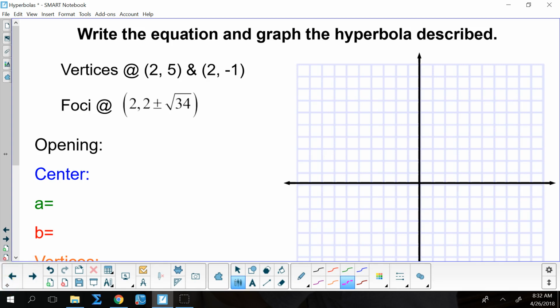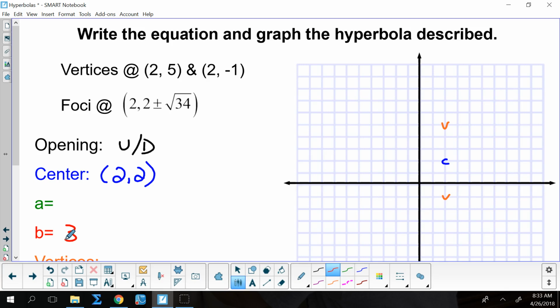So I've got vertices at 2, 5 and 2, -1. That puts my center, halfway between, at 2, 2. That also tells me that it is opening up and down. That also tells me that my B value is 3. Agree with all of that just based off of the vertices.